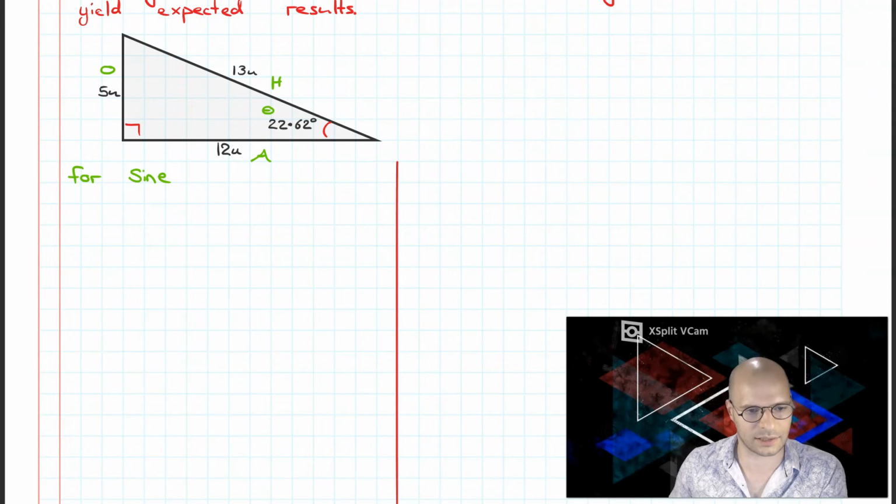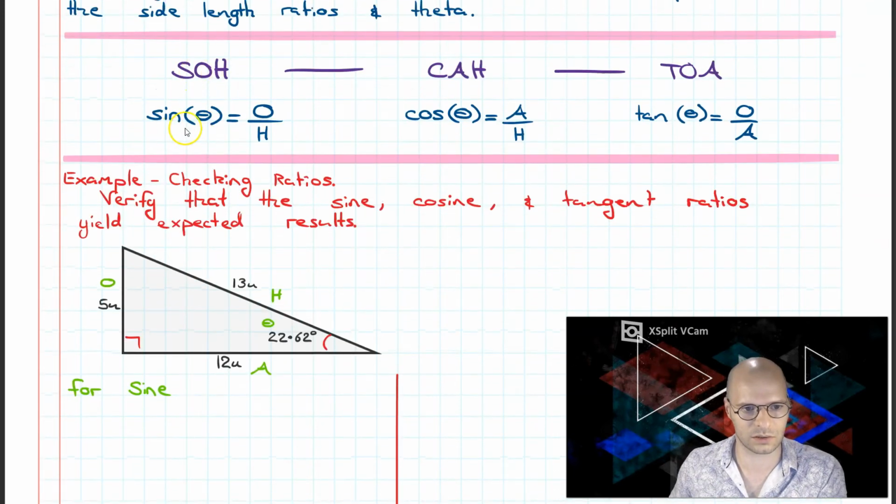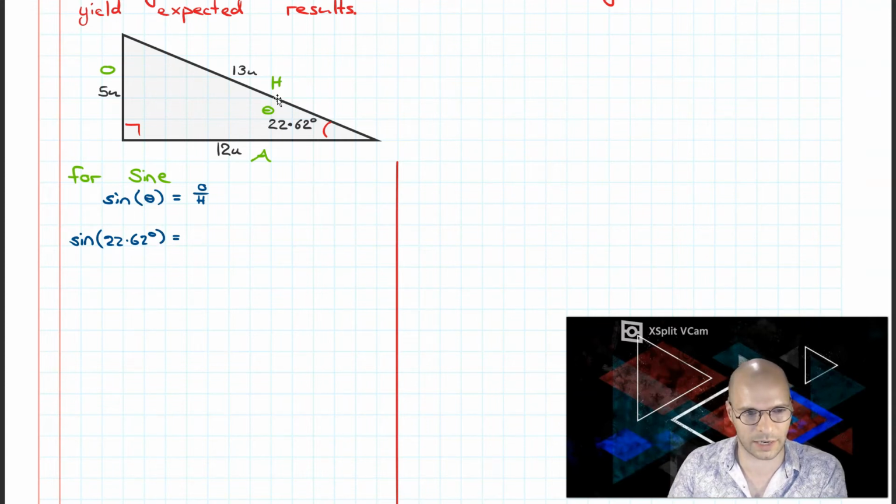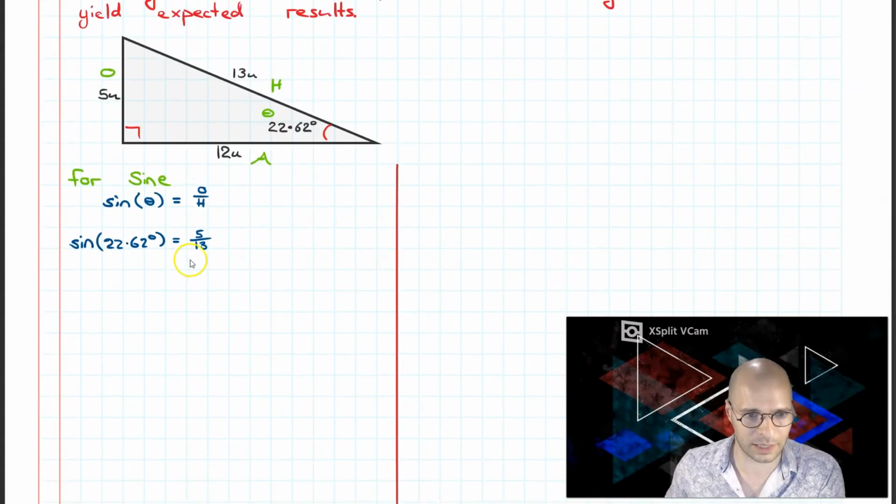What we're going to say is that our ratio is, so sine theta equals opposite over hypotenuse, and therefore when we plug in the values we're going to expect to see sine of 22.62 is equal to, on the right hand side, 5 divided by 13. Now, you might be feeling a bit lost as to why we're bothering to do this, but what we're going to do is verify that the value we see on the left hand side is going to match up with the value we see on the right side.